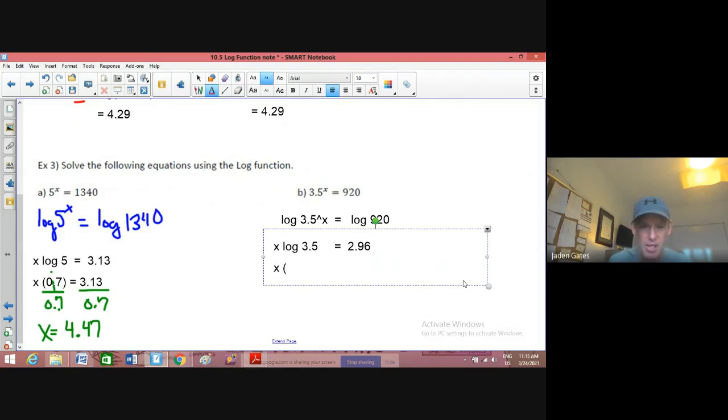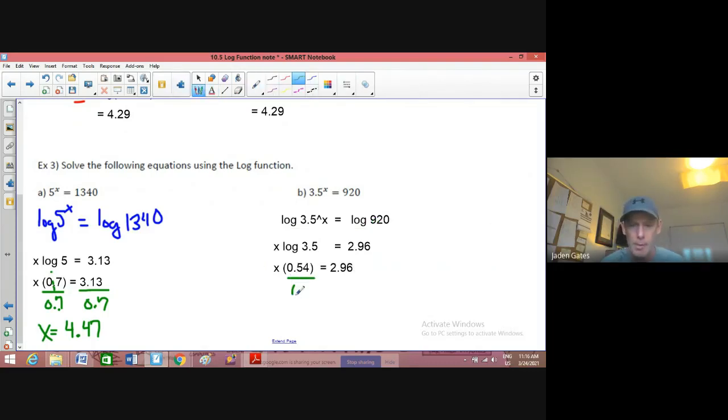All right, well, I'm going to take the log of 3.5. Again, it's not multiplying. It's stuck in there. It's kind of like the sine, cosine, or trig functions there. I type into my calculator log of 3.5, and I get 0.54. And again, that equals 2.96. And just like I did over on the other side, I'm going to divide by my numerical coefficient. So I'm going to divide both sides by 0.54. And those two divide each other out. And I get an x value of 5 something. Yep, 5.48.